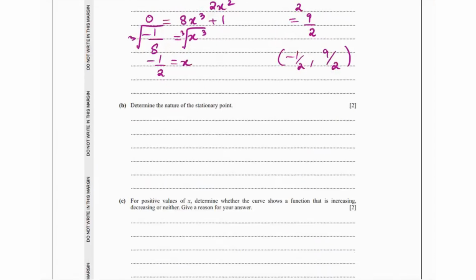Then it says determine the nature of the stationary points. For that, we differentiate the first derivative again.